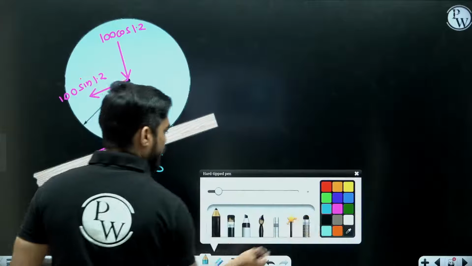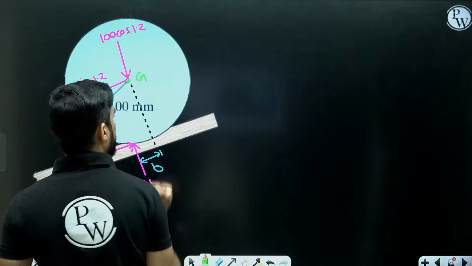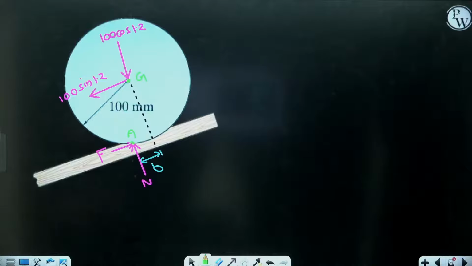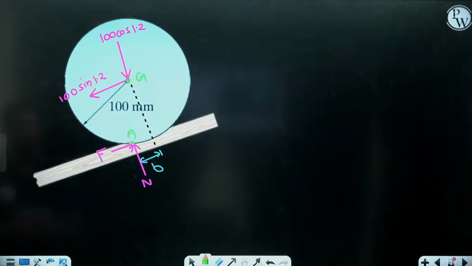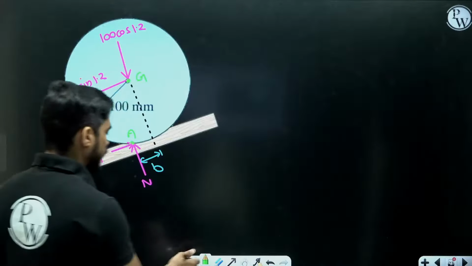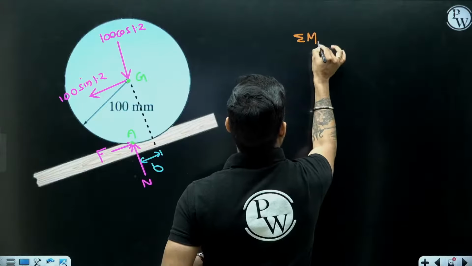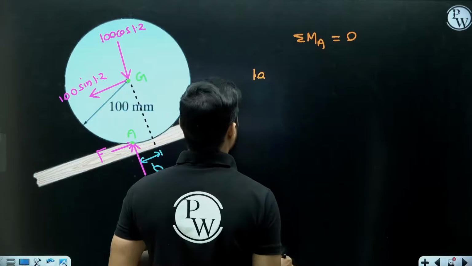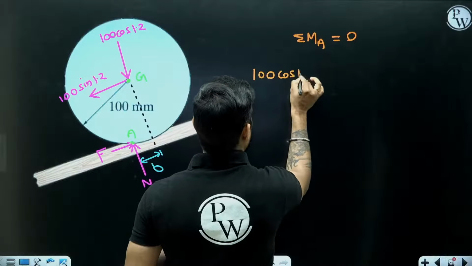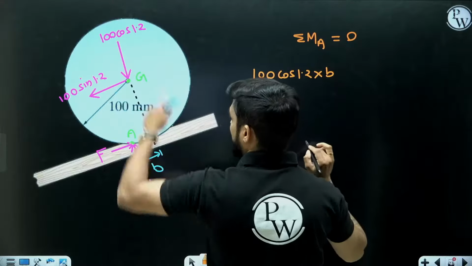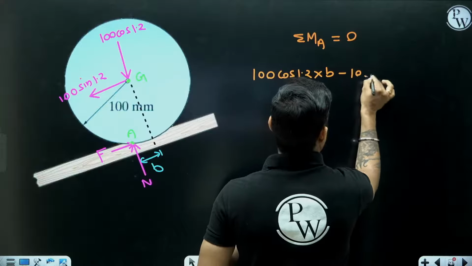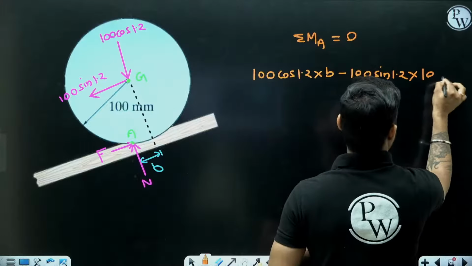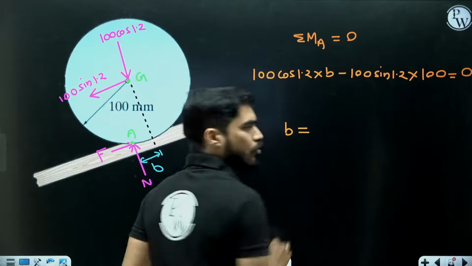Okay. So now we need to find the value of this B. So again we are going to do the same thing. Let's say this is center of gravity G and this point is A. If I take moment at point A, the moment of N and F will be gone and I will get the moment of 100 sin 1.2 and 100 cos 1.2. Moment of 100 cos 1.2 will be 100 cos 1.2 multiplied by B, and it will be clockwise. Moment of 100 sin 1.2, so 100 sin 1.2 multiplied by, the distance will be slightly less than 100, but I will assume it to be 100. So from here I will get the value of B.